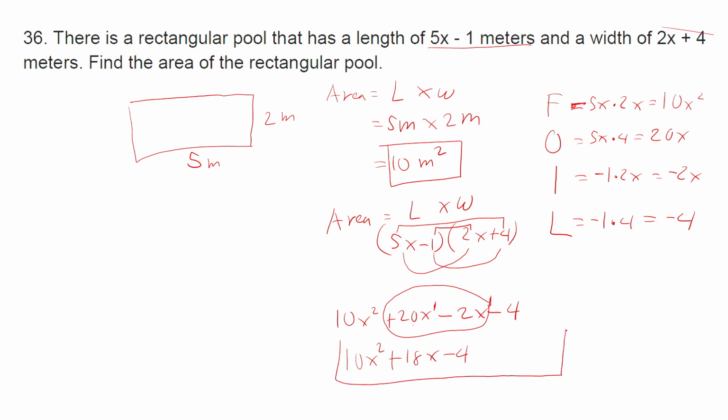But again, don't forget, since this is area, and the length is 5x minus 1 meters and the width is 2x plus 4 meters, please don't forget your square meters. This is actually important. Square meters. That is our final answer. Let's proceed to the next number.